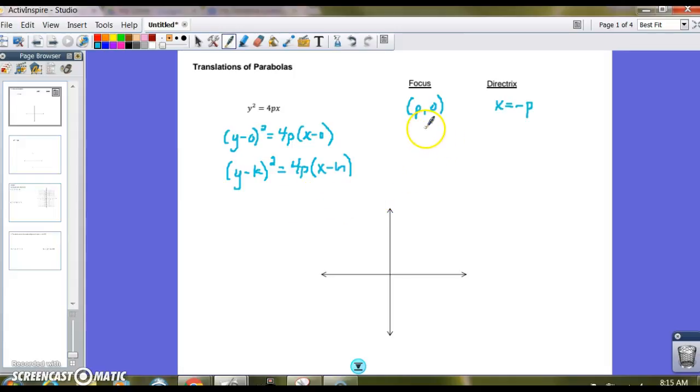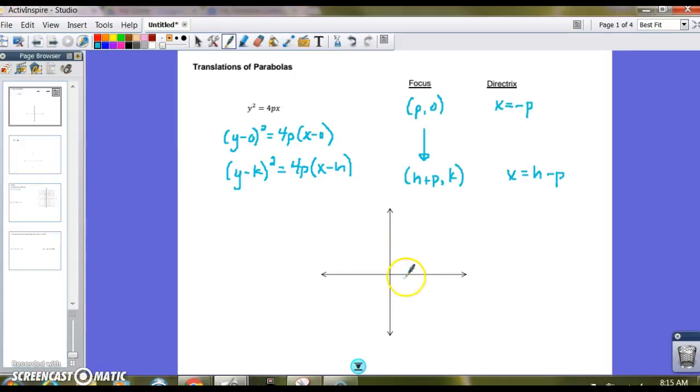And now what happens to my focus? My focus is now take h and add p to that, comma k. And your directrix is going to then be at x equals h minus p. So all I'm doing is just adding in that h component to those x values. So let me show you what I mean.